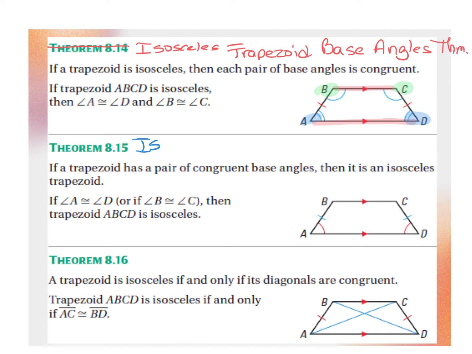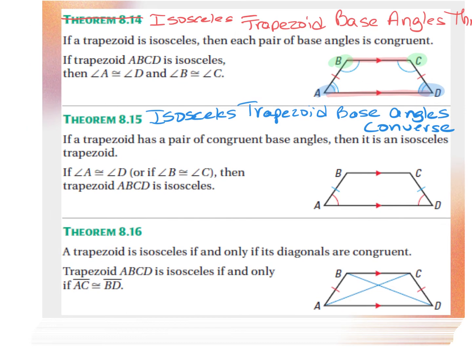Isosceles trapezoid base angles, and instead of the theorem, it's the converse. We've switched the order. This one states that if the trapezoid has a congruent pair of base angles, so here in the picture we're given that A and D are congruent, then we can tell that the sides opposite those congruent angles, those legs, are also going to be congruent, making it an isosceles trapezoid.